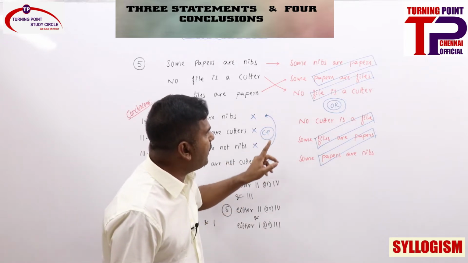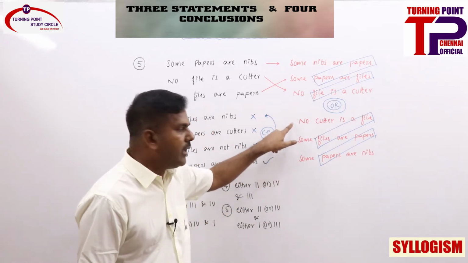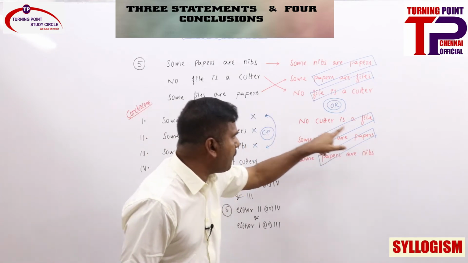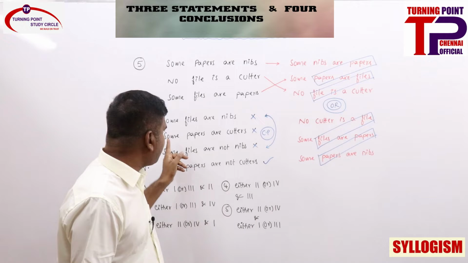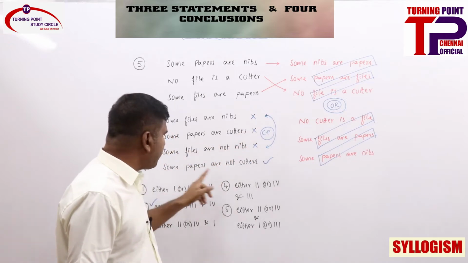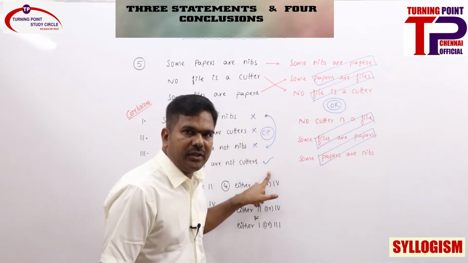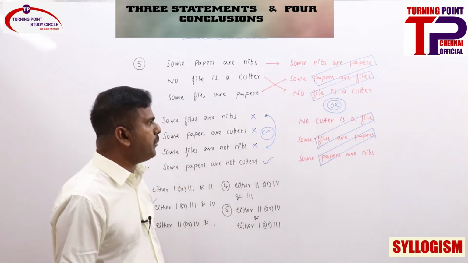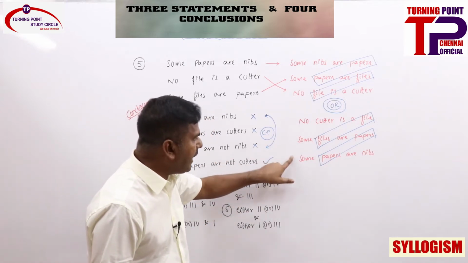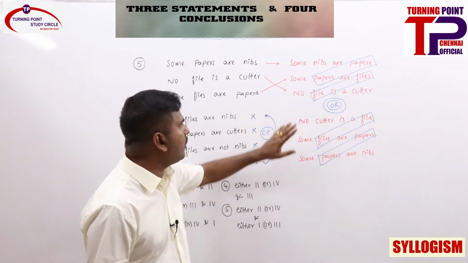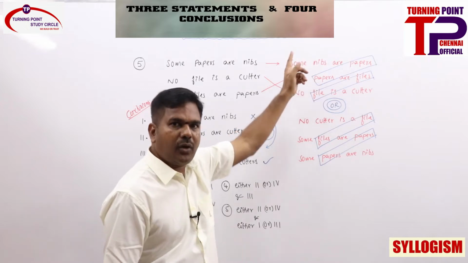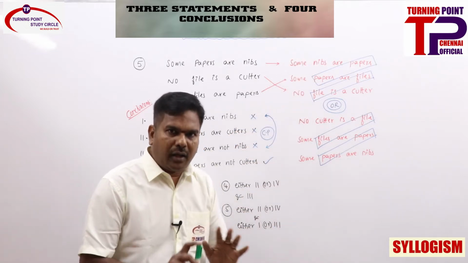Here also papers and cutters, take 1 and 2. E plus I is O star. O star means O reverse, so you will be getting the same: some papers are not cutters. So some papers are cutters is ruled out. Some papers are not cutters, you go ahead with the fourth conclusion. Check for the third one, some files are not nibs. Where are files and where are nibs? Again 2 and 3. I plus I gives no conclusion. Files and nibs, again 1 and 2 here. So I plus I gives no conclusion. Are you clear?